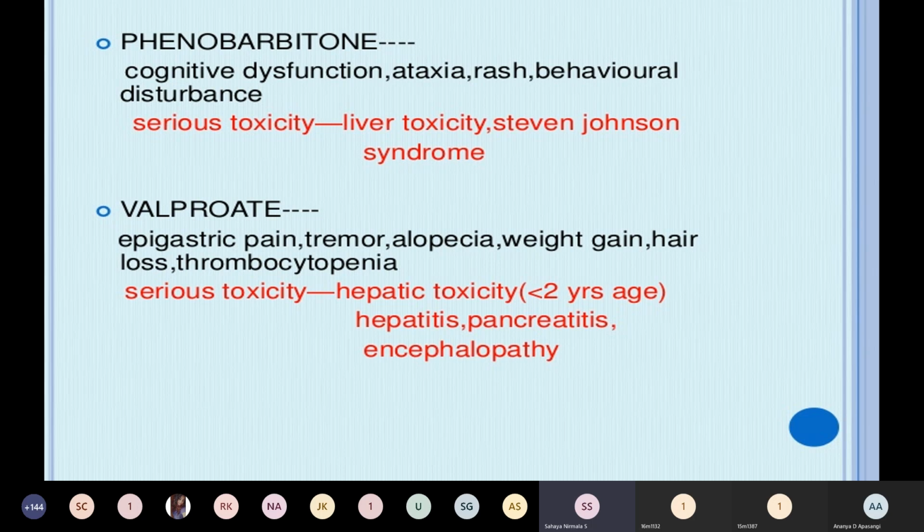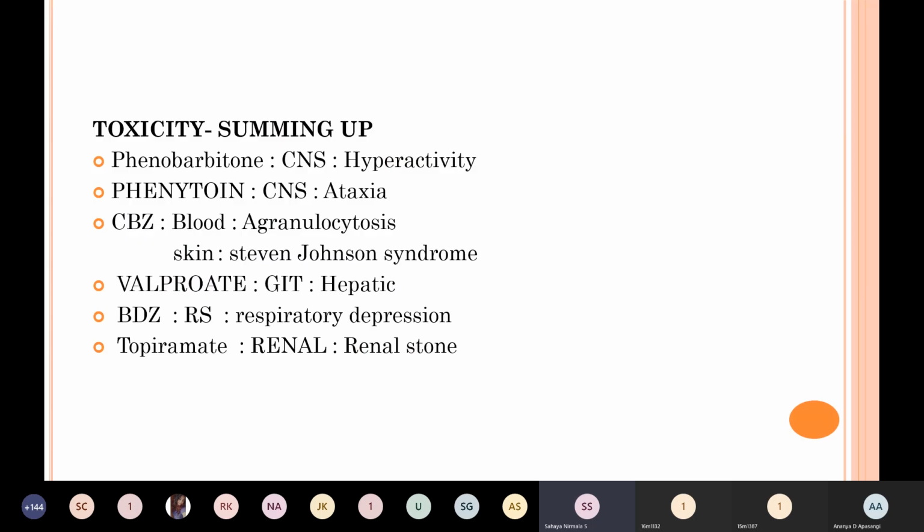Valproate, in addition to problems like epigastric pain, tremor, alopecia, weight gain, hair loss, thrombocytopenia, hepatic toxicity is the most serious effect. So valproate is not preferred in children less than 2 years of age. It can also cause pancreatitis and an encephalopathy-like presentation.